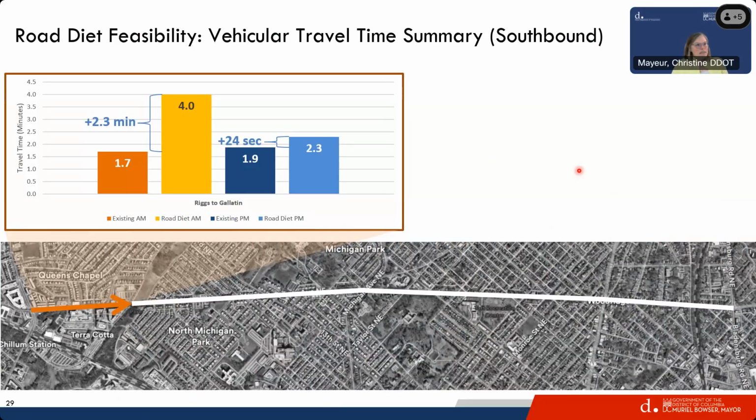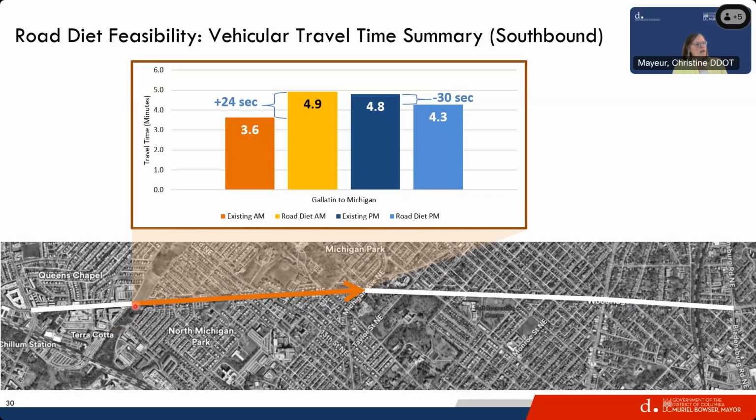I'm going to take you segment by segment, first starting southbound from Riggs heading south, and then opposite direction. So we're kind of traveling how commuters tend to travel here. So starting at Riggs, going down to Gallatin, Galloway area, we see in the morning about a 2.3-minute difference in travel time. In the evening, we see about a 24-second difference.